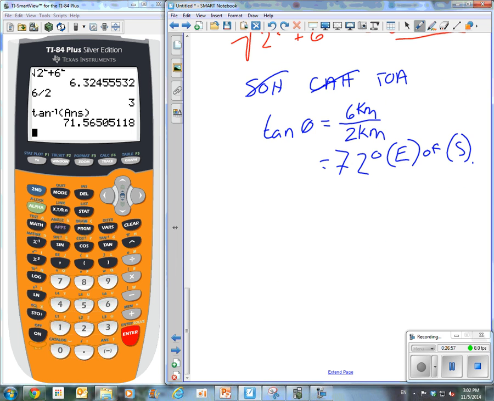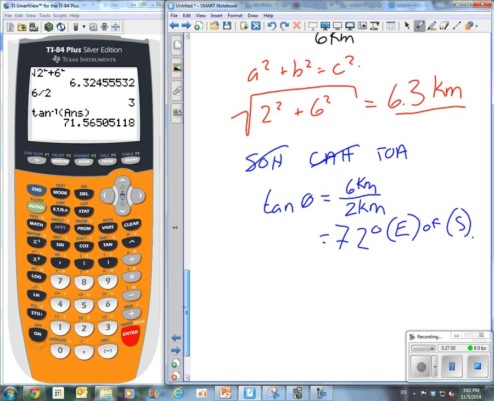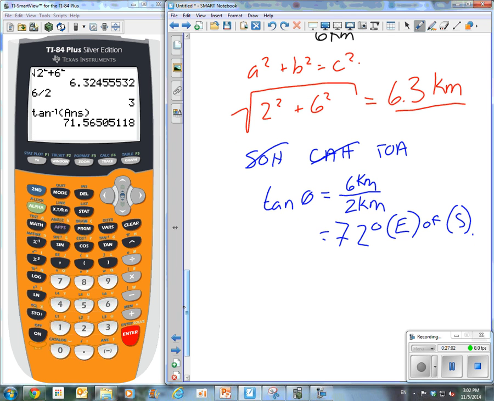So as my total answer, my final answer is 6.3 kilometers at 72 degrees east of south.